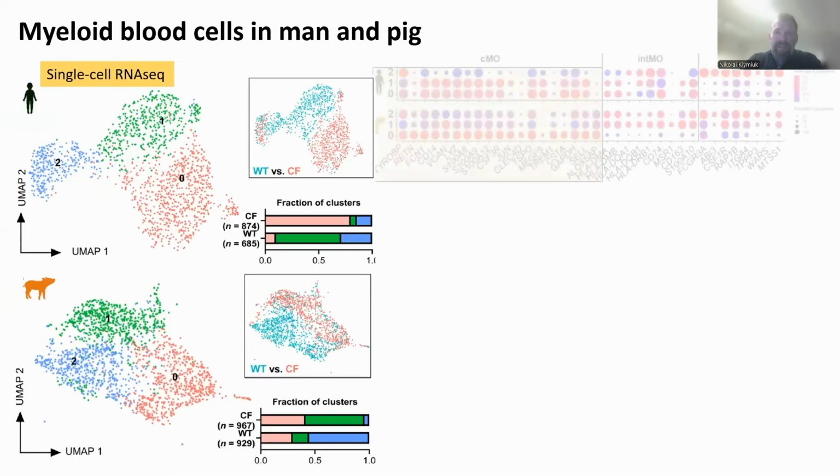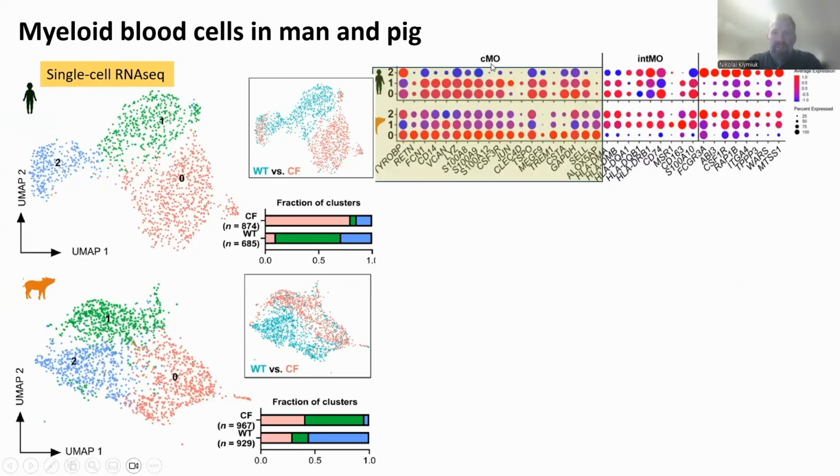First, they had the classical monocytes, intermediate monocytes and non-classical monocytes. The classical monocytes had a signature that was almost identical between human and pig and identical to this cluster 3 in the lung-derived mononuclear cells. And second, we also saw the splitting into CF cells and wild-type cells.